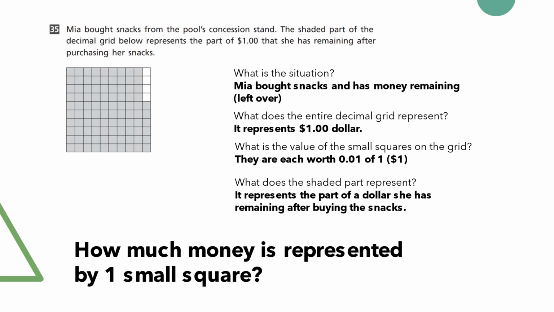Okay, here's our answers. What is the situation? Mia brought snacks and has money remaining. What does the entire decimal grid represent? It represents $1. What is the value of the small squares on the grid? Well, they're each worth 1/100th of $1. What does the shaded part represent? It represents the part of $1 she has remaining after she bought the snack. How much money is represented by one small square? I'm asking you about a coin. What would we call that?